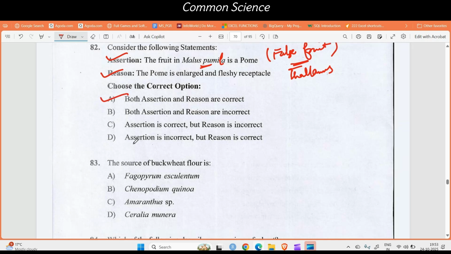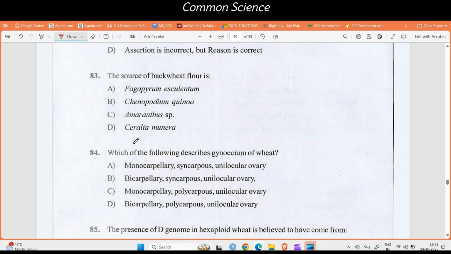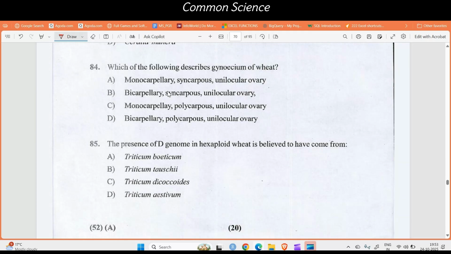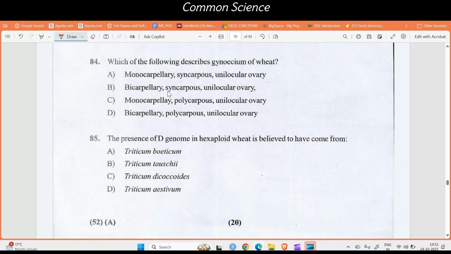82's answer is A. The source of buckwheat flour is Fagopyrum esculentum. Fagopyrum is referred to as buckwheat. Question number 84. Which of the following describes gynoecium of wheat? Monocarpellary syncarpous unilocular ovary. No. Bicarpellary syncarpous unilocular ovary. Yes. Option B is the correct answer.